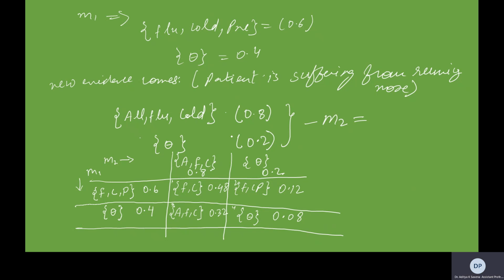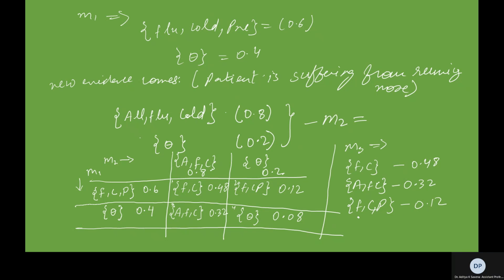Now our M3 contains four hypotheses: FC with a belief value of 0.48, AFC with a belief value of 0.32, FCP with a belief value of 0.12, and theta with a belief value of 0.08. Now this is M3.